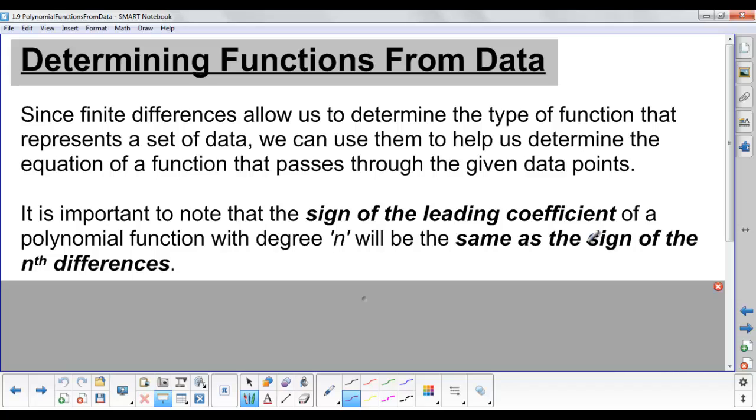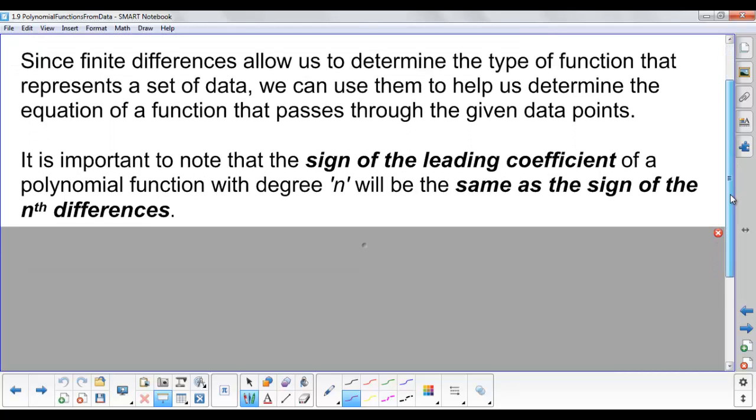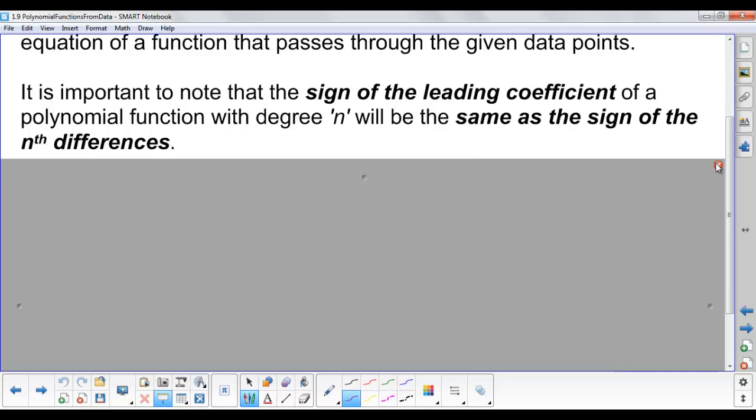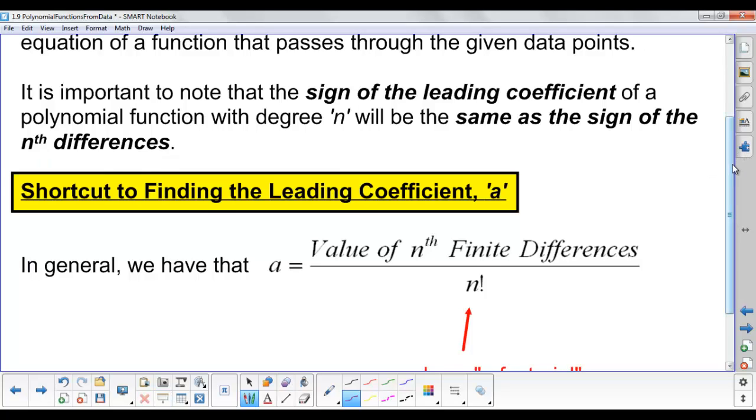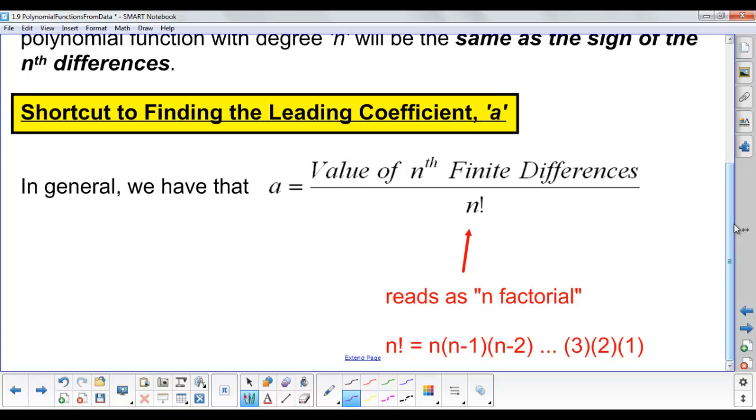We will be given a table of values, and we are going to determine the function that gives us those points on that table of values. First we're going to take a look at our finite differences and determine whether we have a quartic, a cubic, a quadratic, or whatever type of function. Then the next thing we're going to determine is our leading coefficient. There are a couple of ways to do it, but I find the best, most efficient way is to use this shortcut. I'll explain how to use it when we get to it.